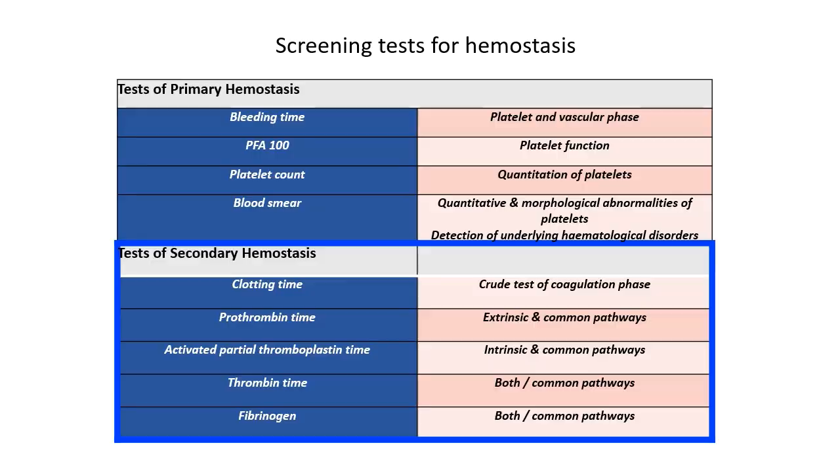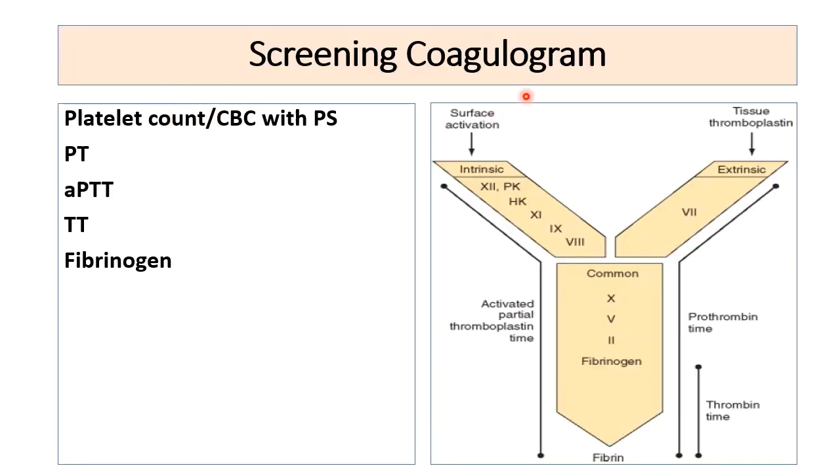Now if I combine it all, what we do generally in the lab is a screening coagulogram, which constitutes a platelet count, that is a CBC with a peripheral smear is often advisable, prothrombin time, and activated partial thromboplastin time, that is APTT, your thrombin time, that is your TT, and your fibrinogen. Now these five tests form the screening coagulogram.